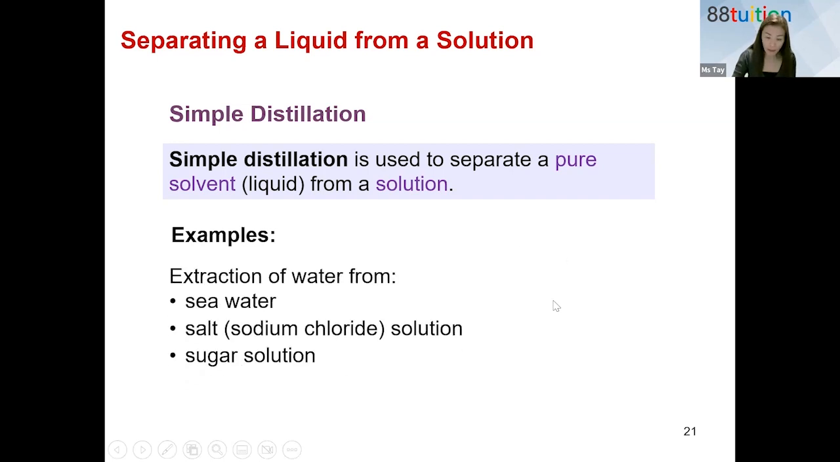Right, so look at this one now. Extraction of water from seawater. Extraction of water from salt solution. Extraction of water from sugar solution. We are basically just trying to get back the solvent.